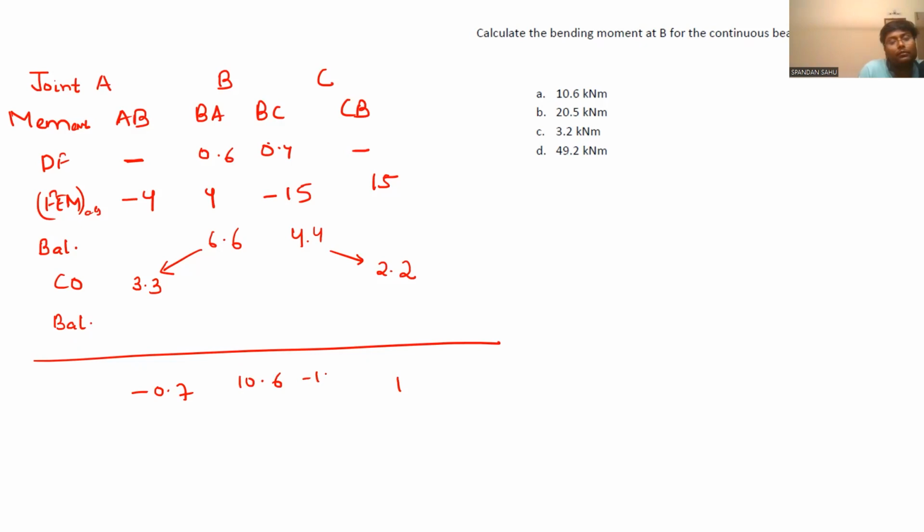Distribution factor. Balancing moment. Carry over moment. So option A is the correct option. Why I stopped there, do you know? Because every joint, the movement got balanced. After that, no balancing is required. Due to the same reason, I stopped there. You need not proceed any further because there is no movement to balance at any joint.